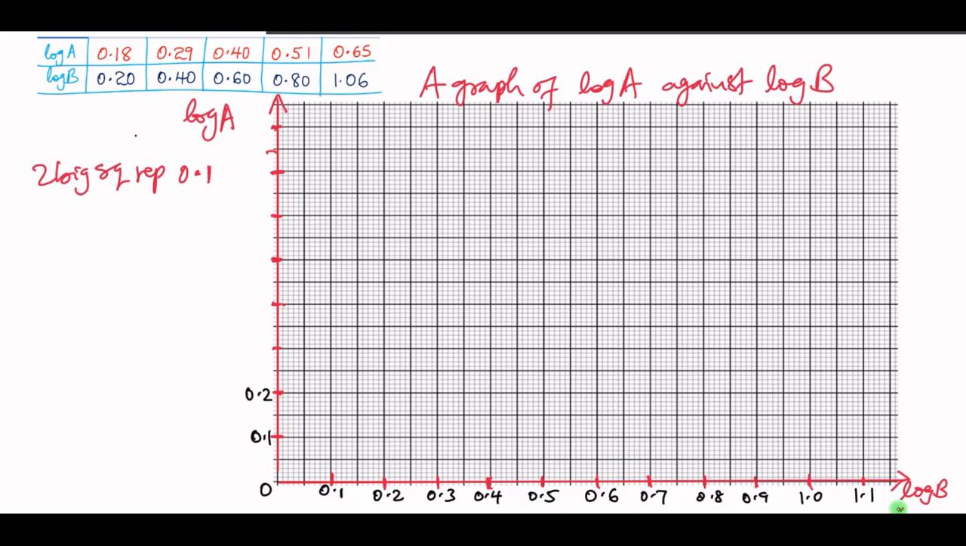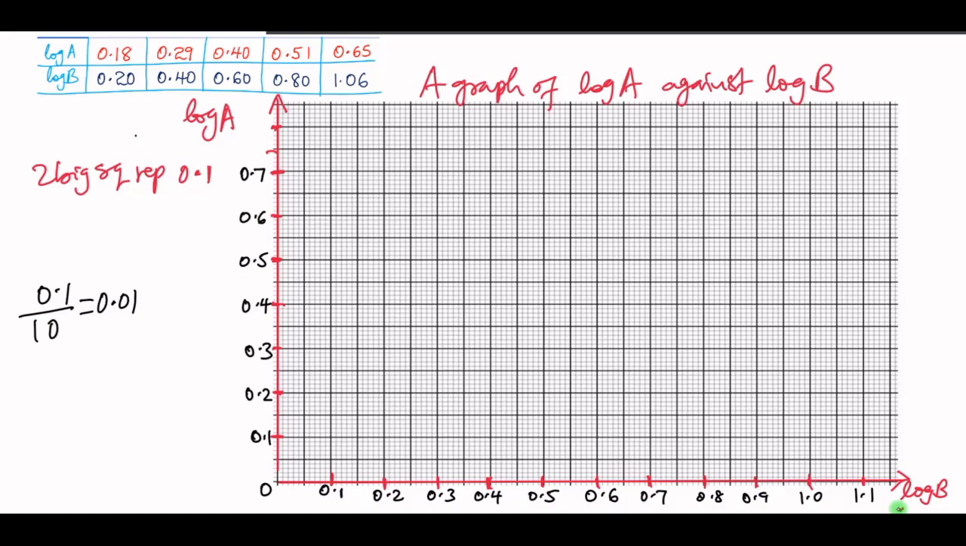Y-axis: 0.1, 0.2, 0.3, 0.4, 0.5, 0.6, 0.7. That is enough. Therefore, since both axes have the same scale, let me find the value of one small square, which will be 0.1 divided by 10, which is 0.01. That means the value of one small square is 0.01.